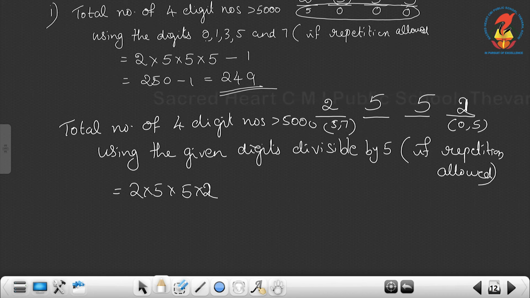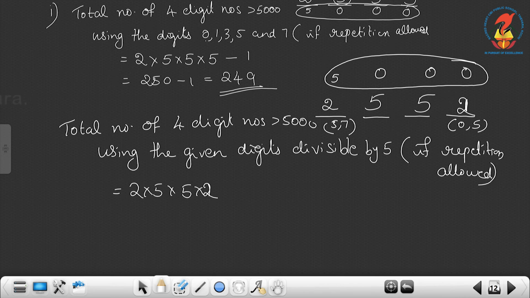So 2 into 5 is 10, 10 into 5 is 50, 50 into 2 is 100. But in those 100 numbers, can we get the number 5000? Here we can write 5, then 0, 0, and here 0. So we get the number 5000, which we have to subtract. So 100 minus 1 is equal to 99.